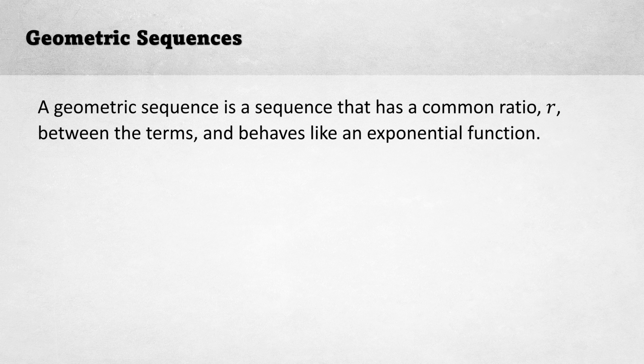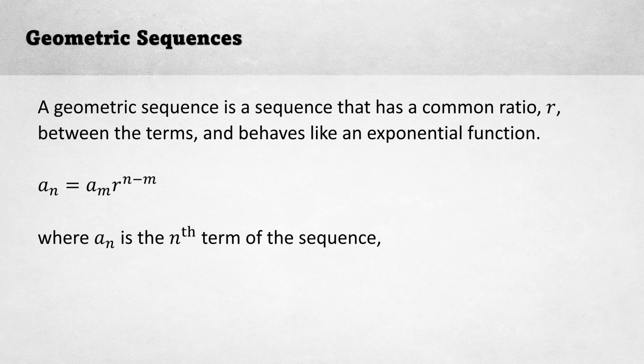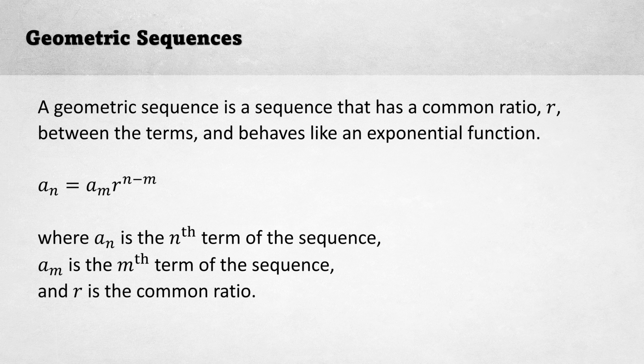A geometric sequence is a sequence that has a common ratio r between the terms and behaves like an exponential function. We use the formula a sub n equal to a sub m times r to the n minus m to find the explicit formula for a geometric sequence, where a sub n is the nth term of the sequence, a sub m is the mth term of the sequence, and r is the common ratio.